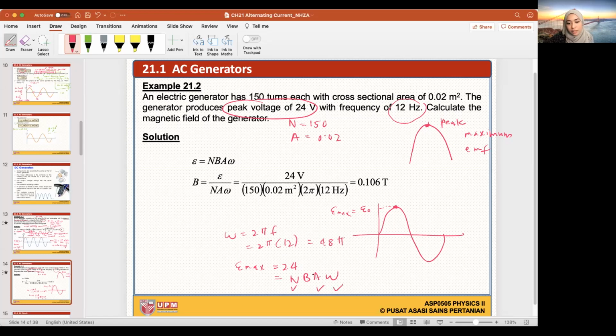Okay, so you have your omega. So now you can solve for B. Calculate the magnetic field of the generator. Okay, I didn't follow the sequence much, sorry. So basically what you need to know is what is the peak voltage? It is basically E max. What is the equation for E max? NBA omega. What is the equation for omega? 2 pi F.